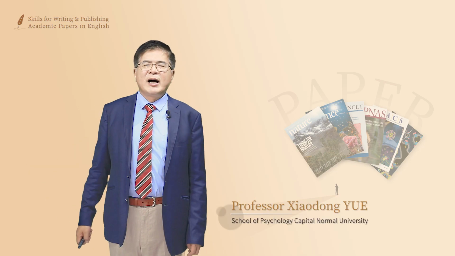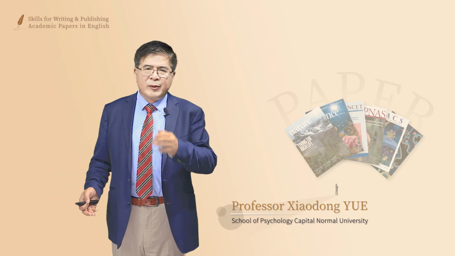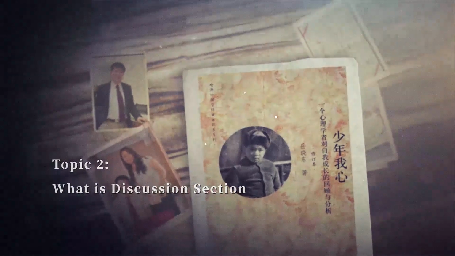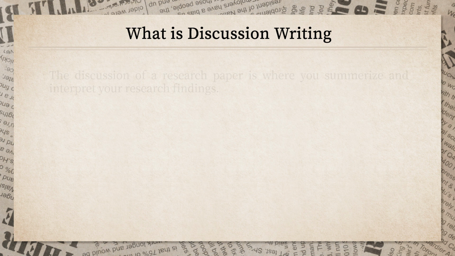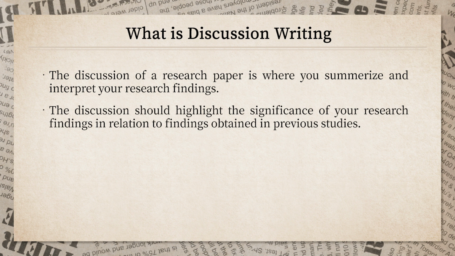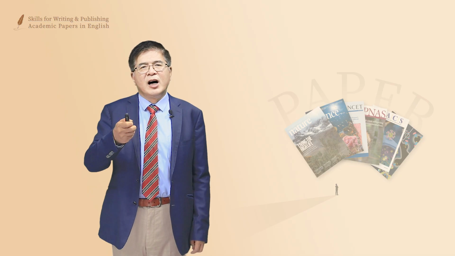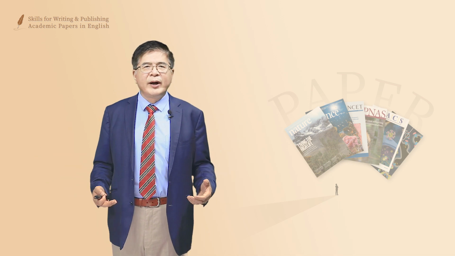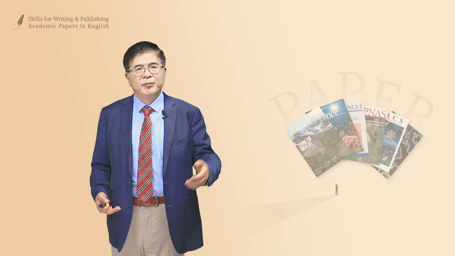Okay, having said about the outline, next we want to talk about what a discussion section is. The discussion of a research paper is where you summarize and interpret your research findings. Specifically, the discussion should highlight the significance of findings in relation to findings obtained in previous studies, including those of your own studies. So it should be a coherent picture as a whole.